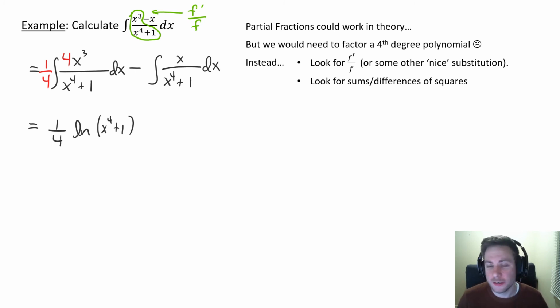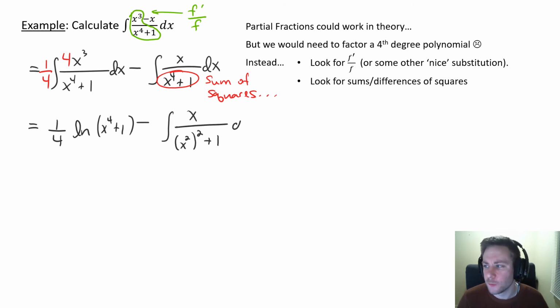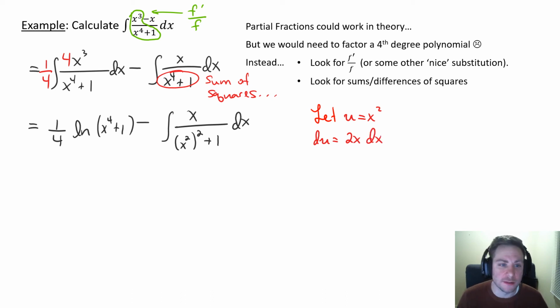To deal with the second term, we notice the denominator here can be viewed as a sum of squares. To emphasize that, you could express x to the 4 as x squared squared. After doing that, we can more visibly see the structure of u squared plus a squared. With that, we can see that letting u equals x squared might be a good idea. So let's try it. In this case, du would be 2x dx.